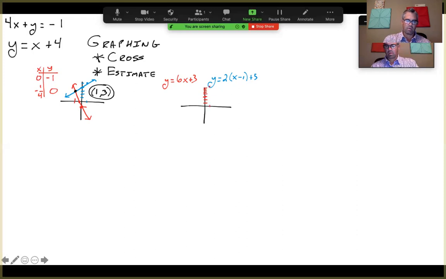It's going to be up here. Give myself enough space. I need to go down 6 to the left 1. And this line looks something like that.